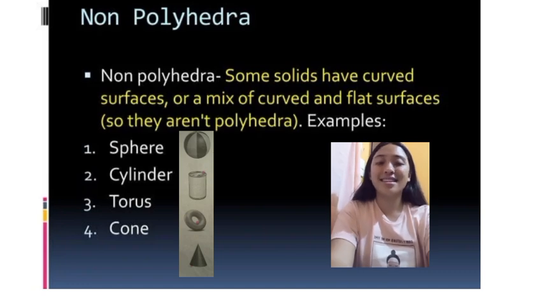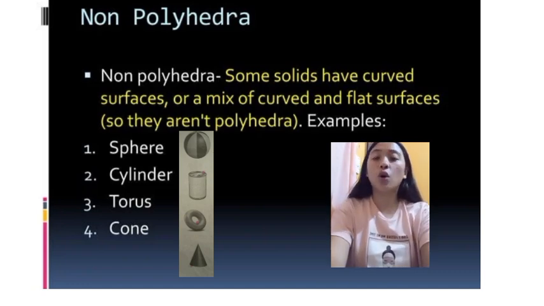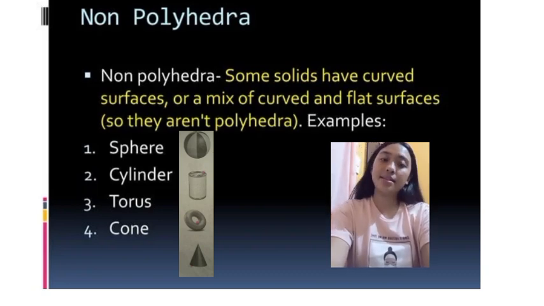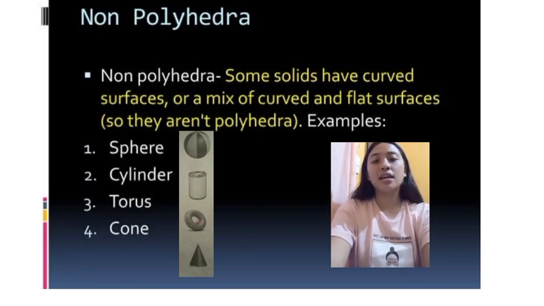And the last is the cone, which is made by rotating a triangle. The triangle has to be a right-angle triangle and it gets rotated around one of its two short sides. The side it rotates around is the axis of the cone. It has a flat base and has one curved side. Because it has a curved surface, it's not a polyhedron.